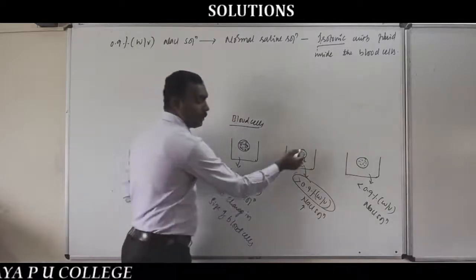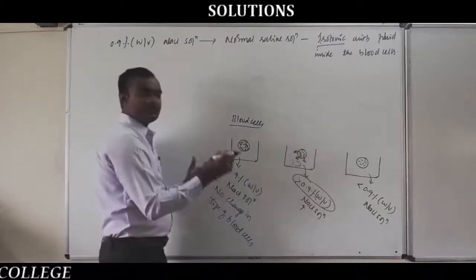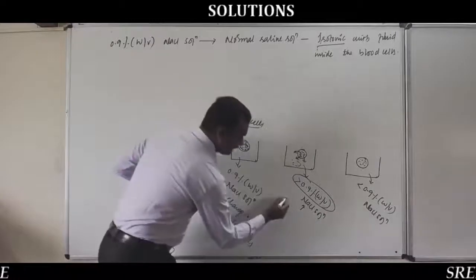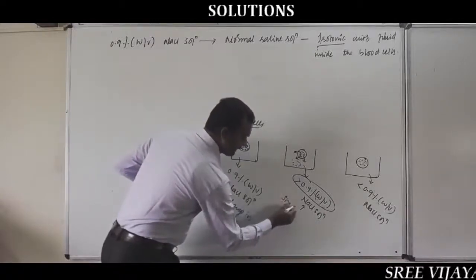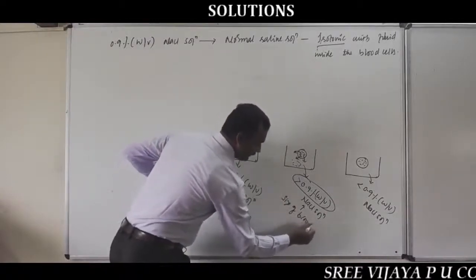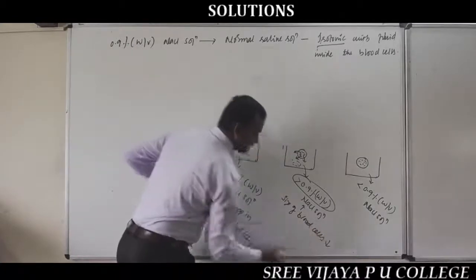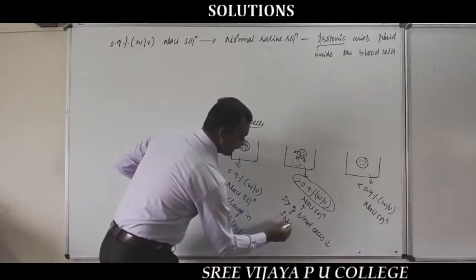So when the water flows out of the blood cells, what happens to the size of blood cells? The size of blood cells decreases. Size of blood cells decreases. Or simply we can say that it shrinks.